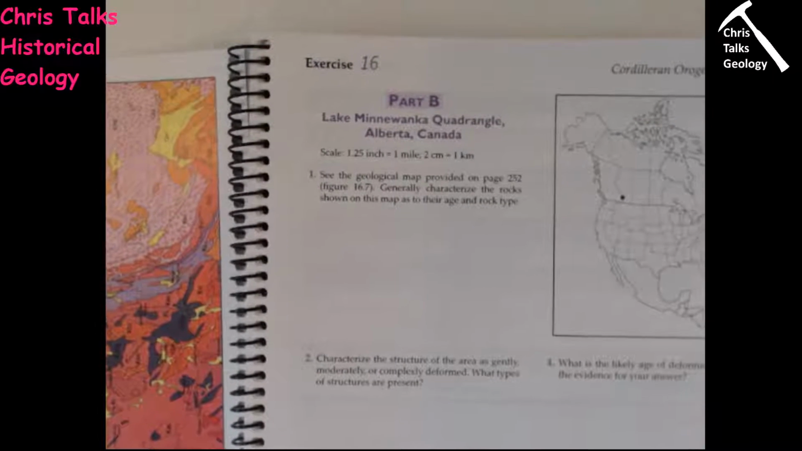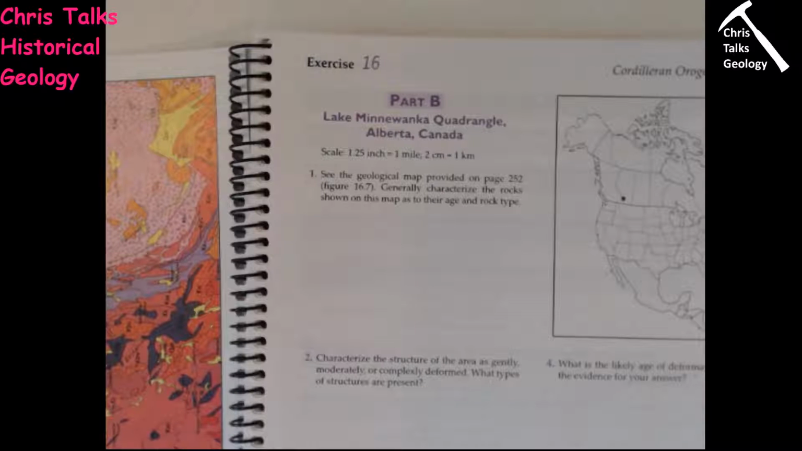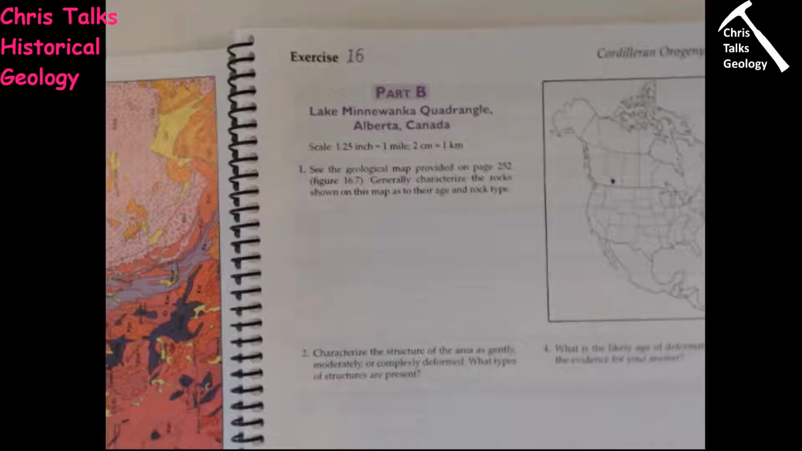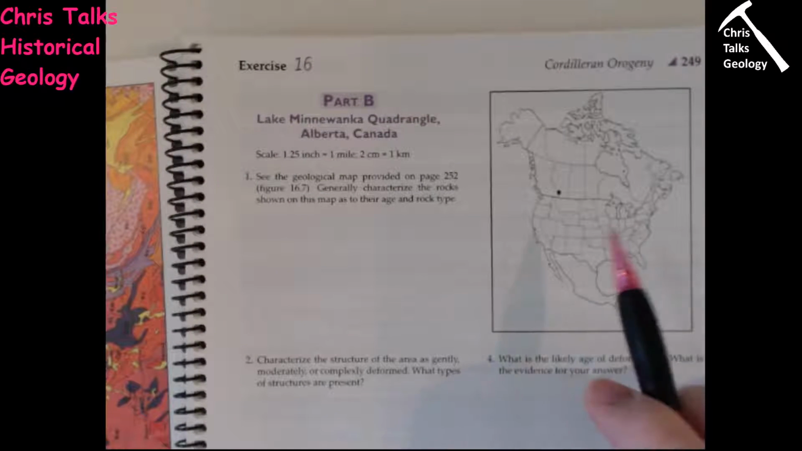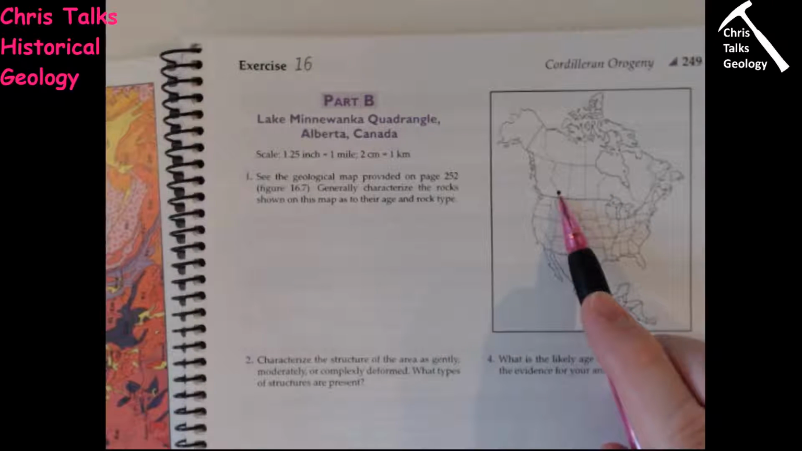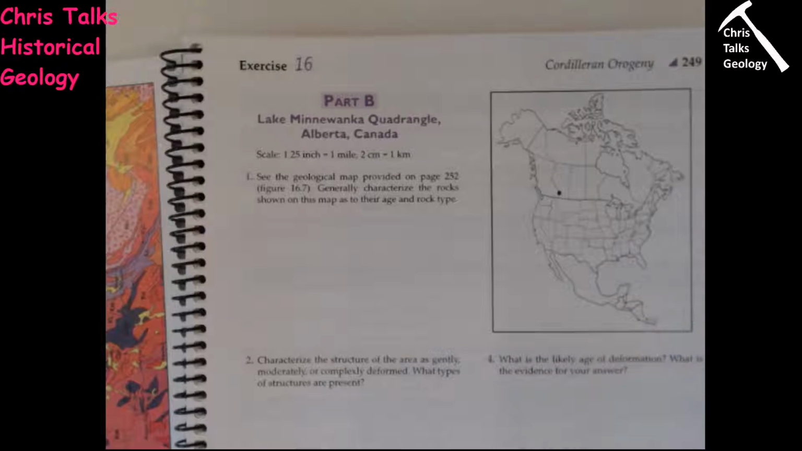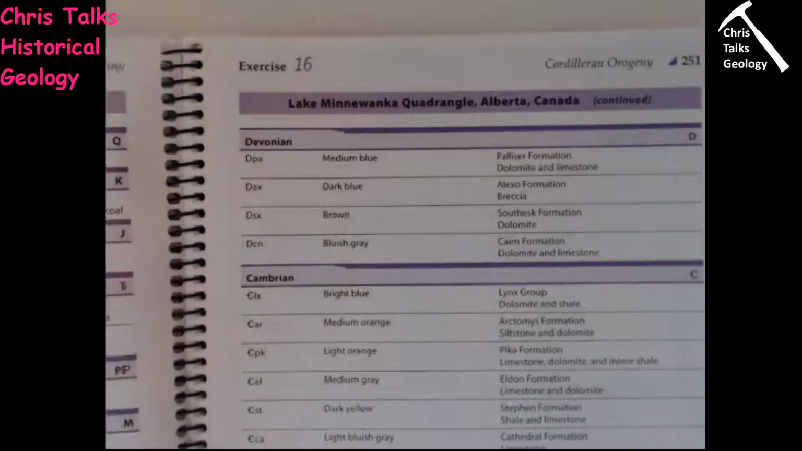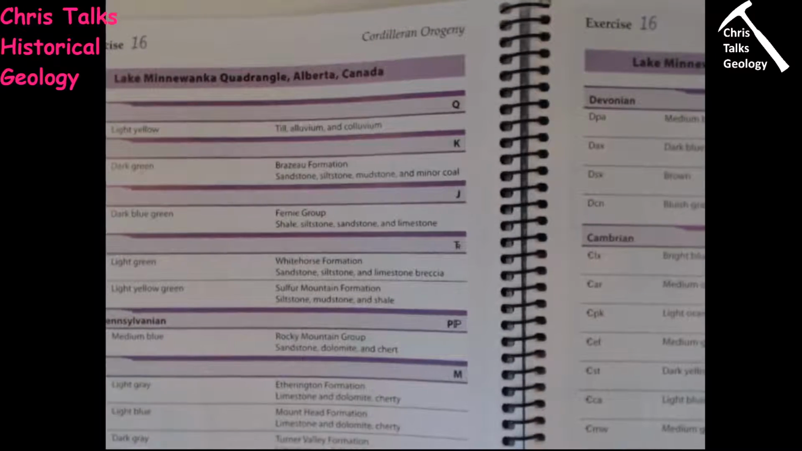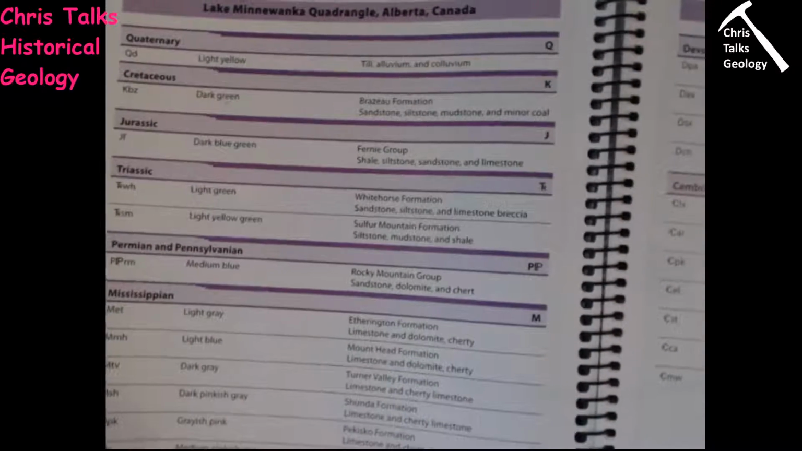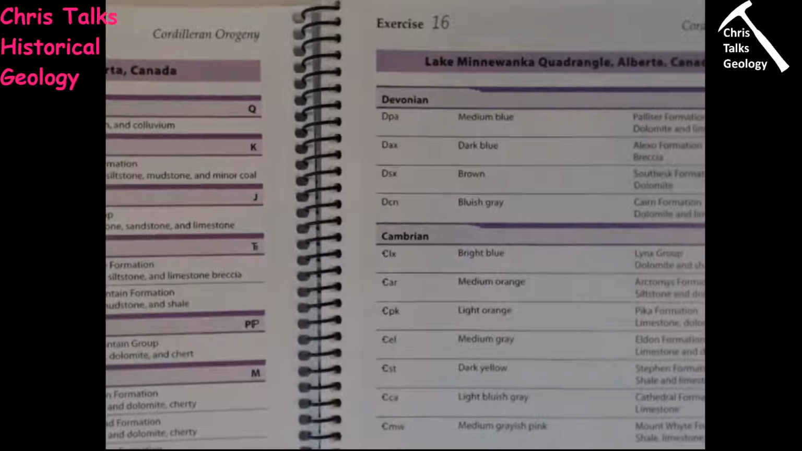Okay, so part B. What are we dealing with now? So in part B, we are looking at the Lake Minnewaca quadrangle of Alberta, Canada. As you can quite clearly see, we've moved north of the border, and this is our location here. Okay, so where is our map? Well, to begin with, you can see we have a much more extensive key this time. It covers 2 pages.